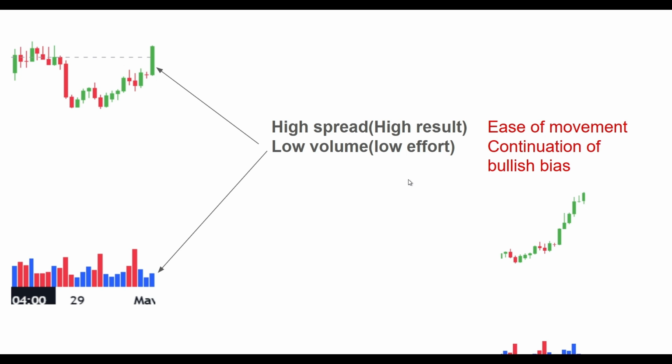In the next video, we will learn about volume and spread analysis in a bearish market.